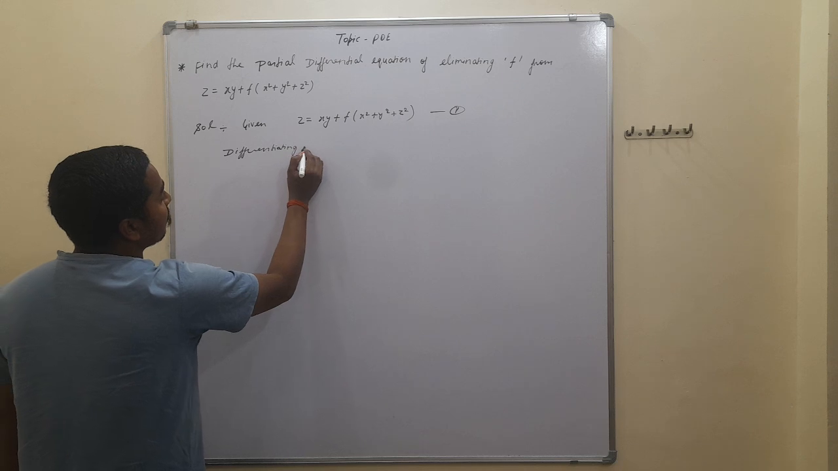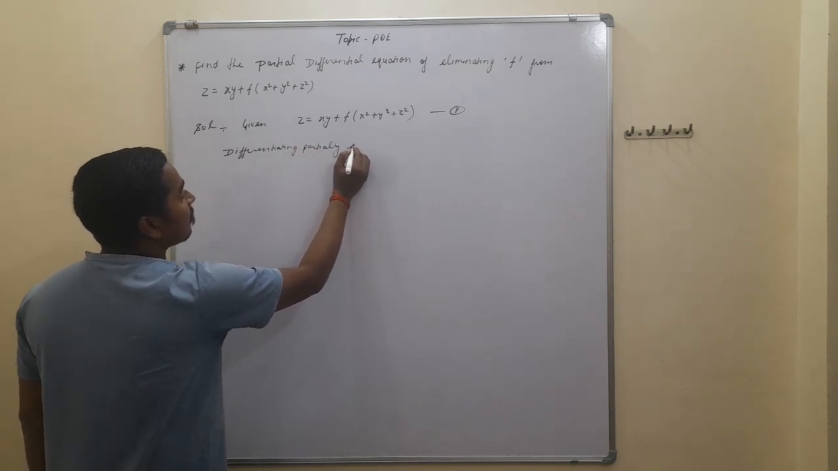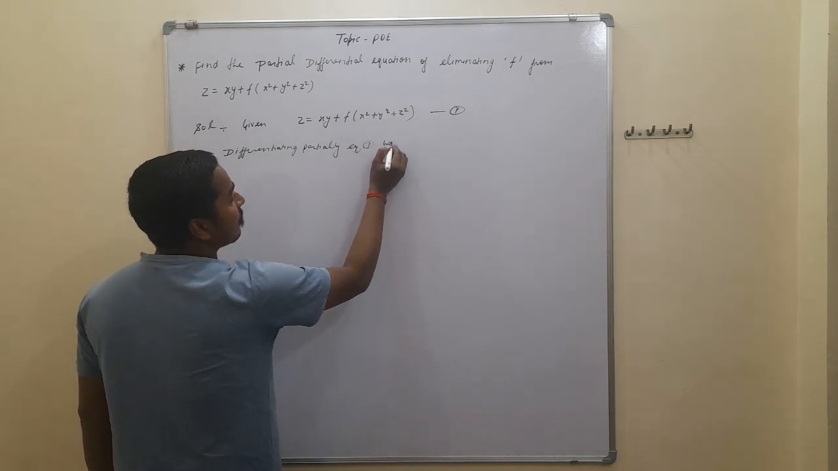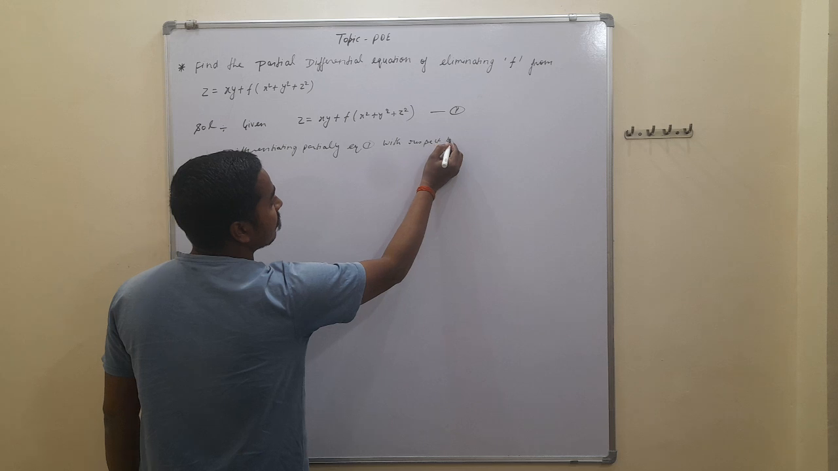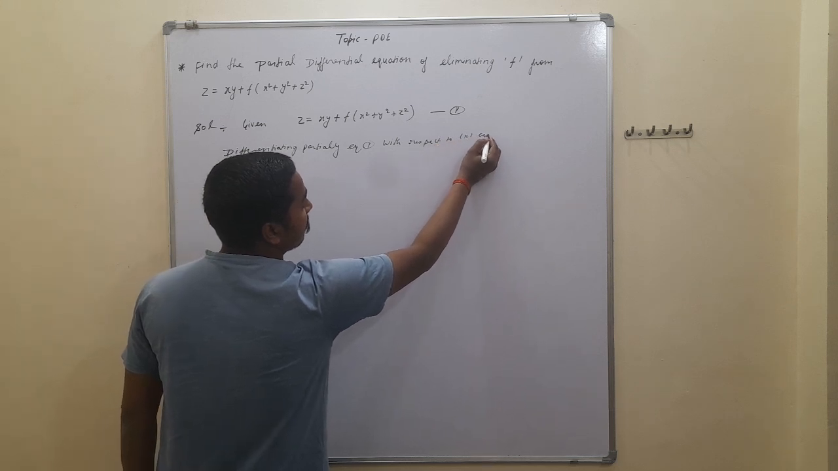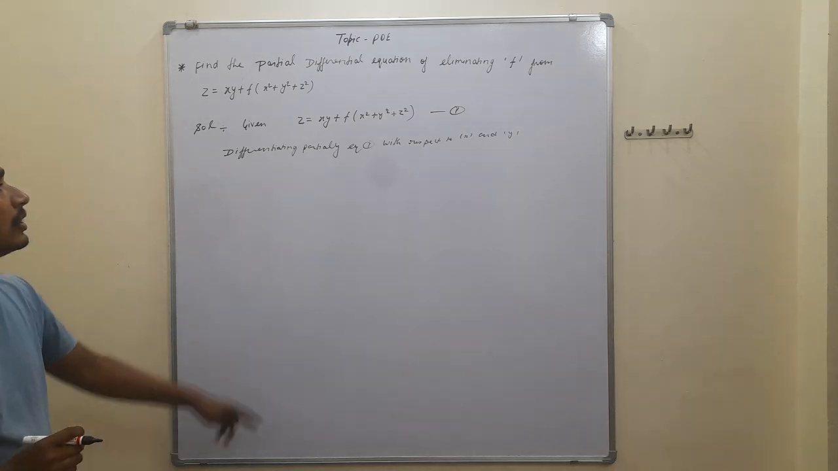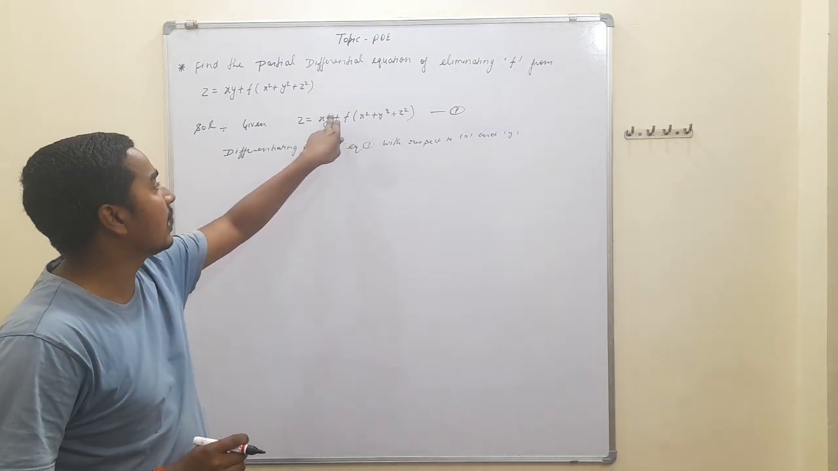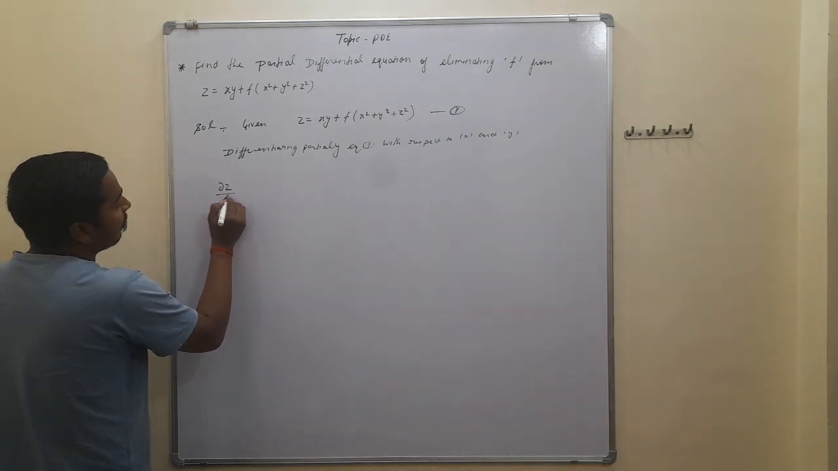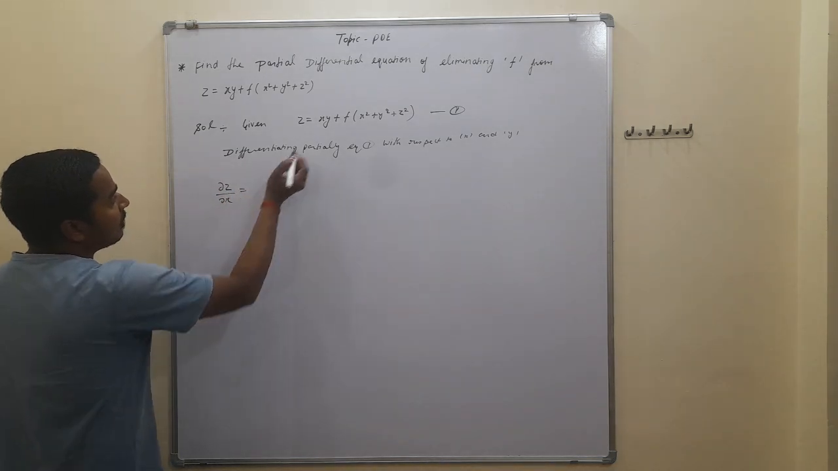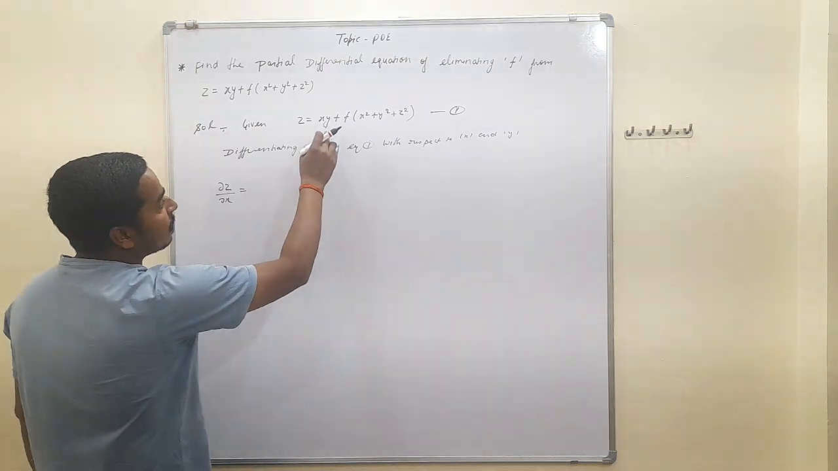Differentiating equation 1 partially with respect to x and y. First we differentiate with respect to x, taking y as a constant. So we write ∂z/∂x is equal to, here xy differentiating with respect to x, taking y as a constant.